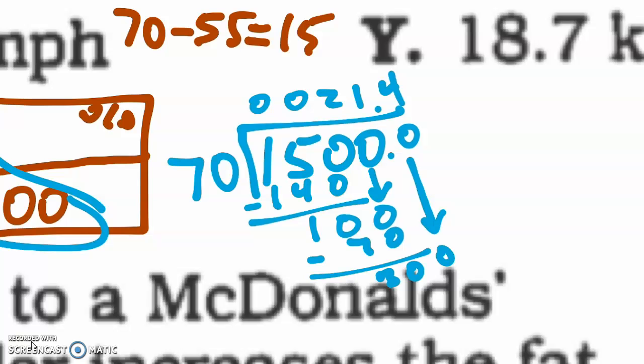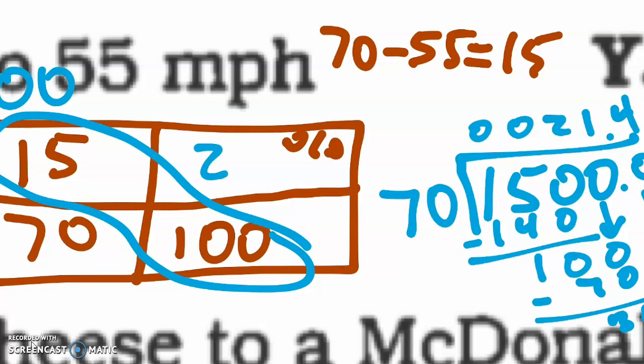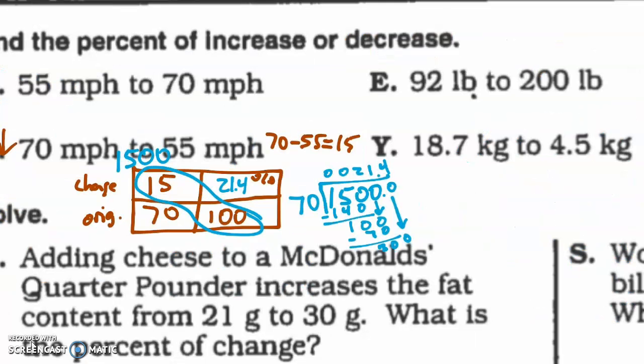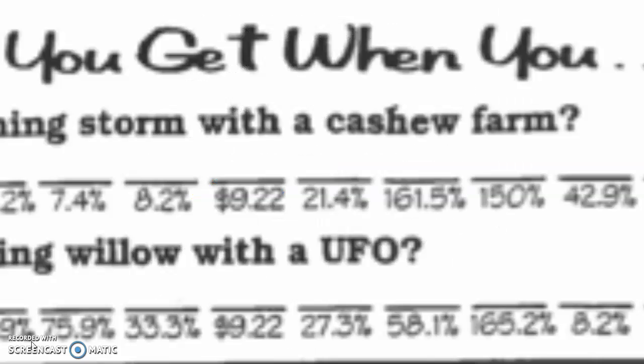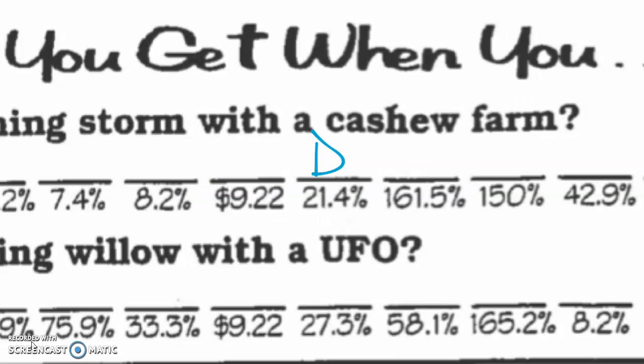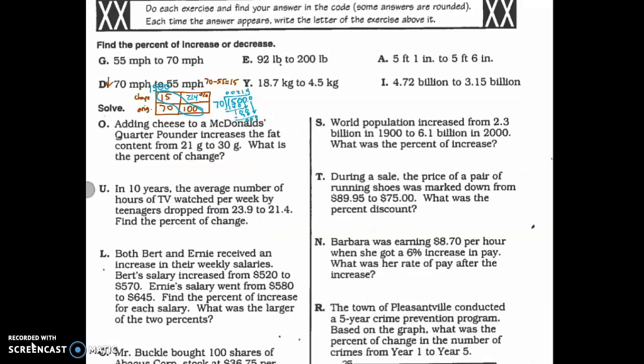So let's go up to our answers and see if there is one that is 21.4%, maybe 21.5%, I'm not sure. Let's go up there. That was the letter D. 21.4%, there we go. So I put a letter D everywhere that 21.4% is. And there's only one. Okay, so now let's go down to one of the word problems.